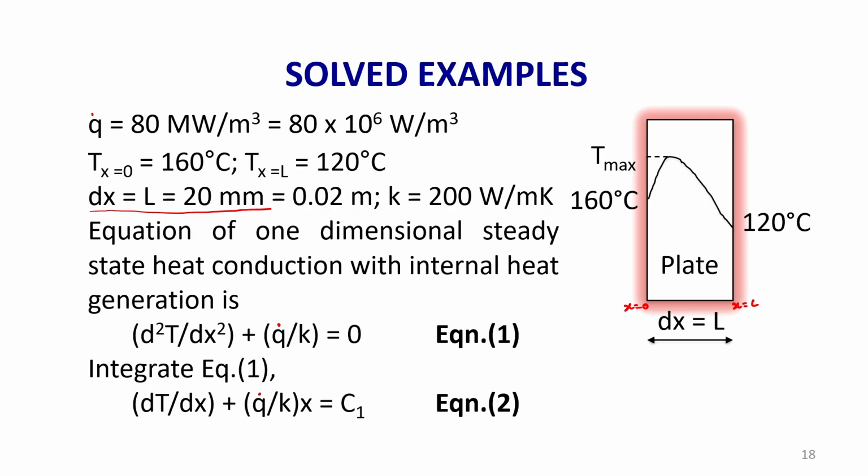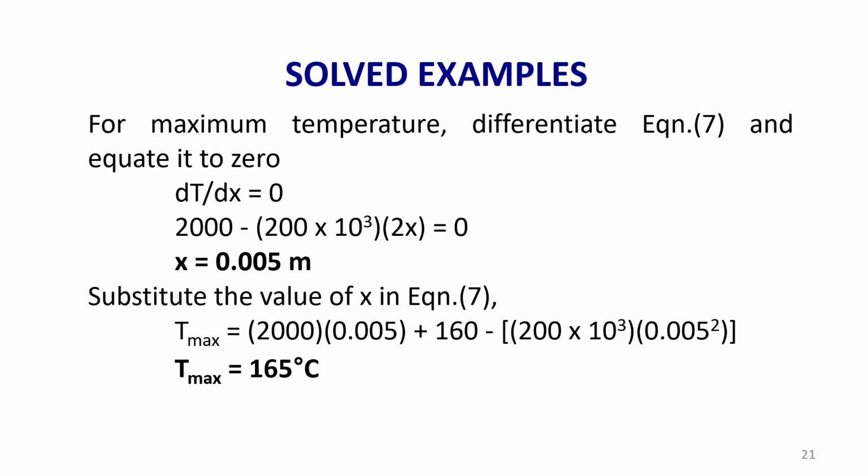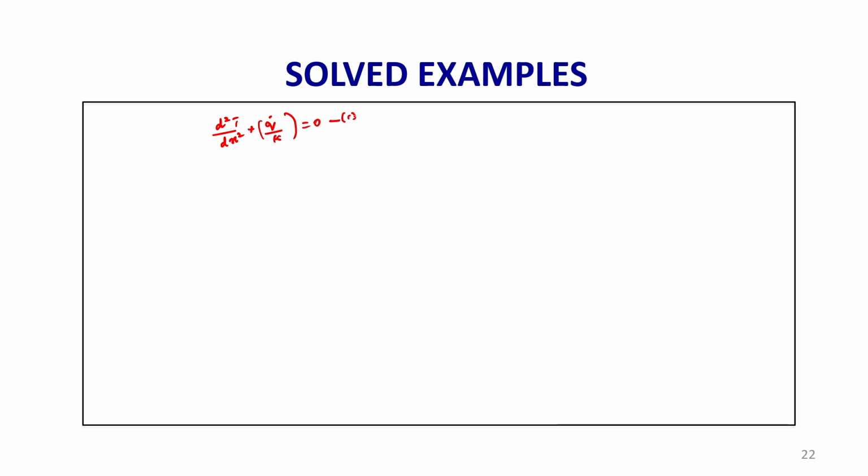Now, to find the maximum temperature, we start from d square T by dx square plus Q dot by K equals 0, that is the standard equation. We have to integrate this equation twice, so we will get two constants, C1 and C2, or the constants can be A and B also. First, integrate equation number 1. This will be dT by dx plus Q dot into x by K equal to constant C1. So, this will be equation number 2.